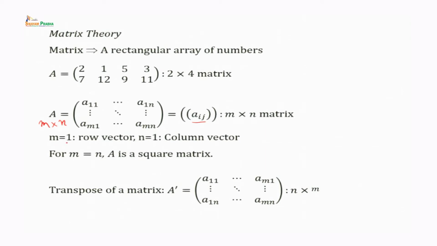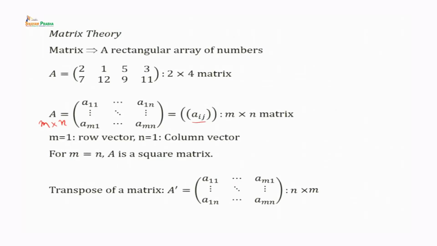Then suppose you take m equal to 1, meaning you have just one row, and then you have n columns, but in each column you have just one element. So, then you get a row vector, and for n equal to 1 you get a column vector. For m equal to n, A is called a square matrix, because if m is equal to n, then you have a square array of numbers.